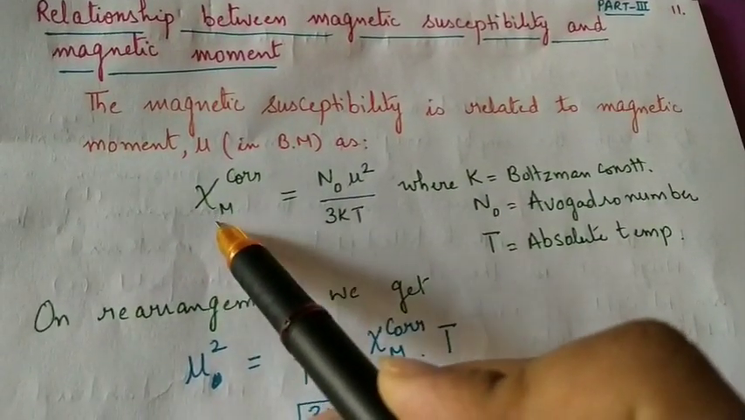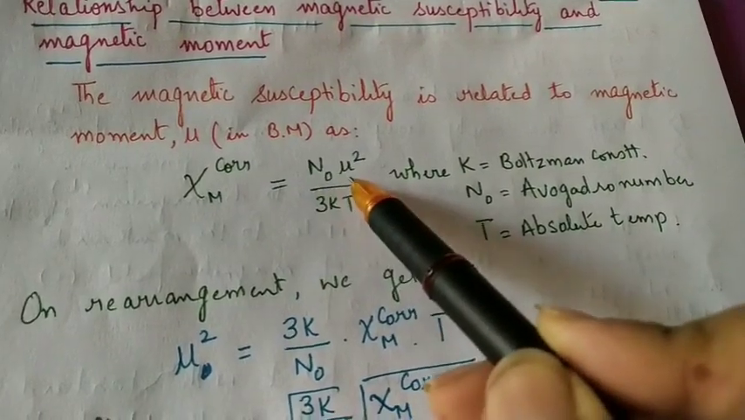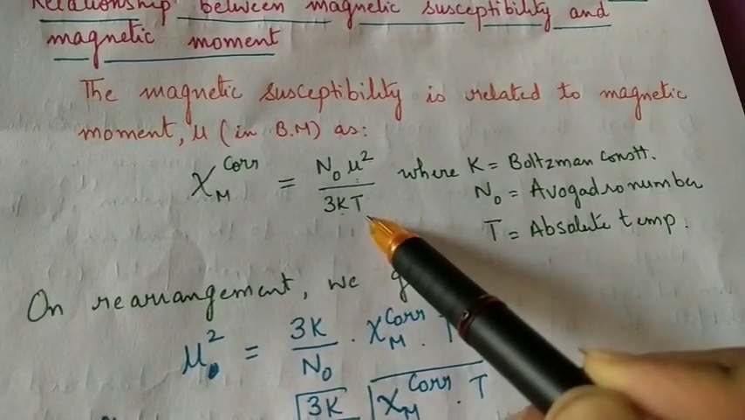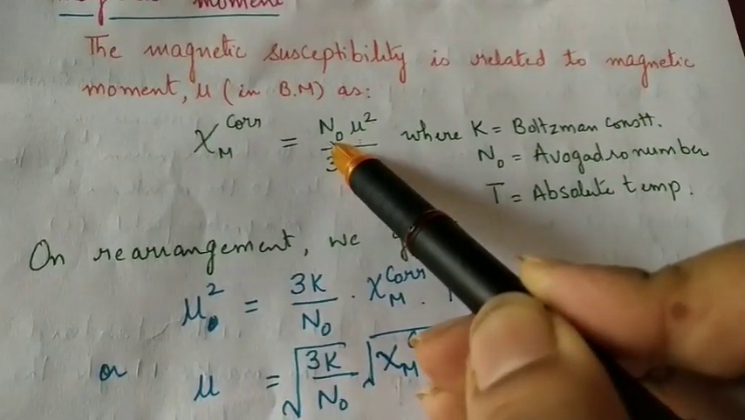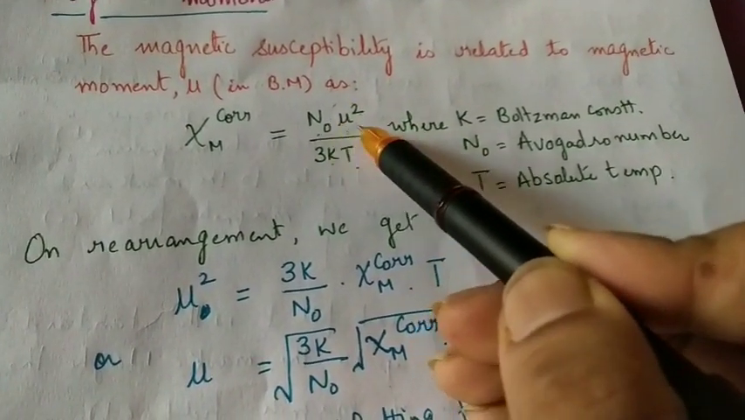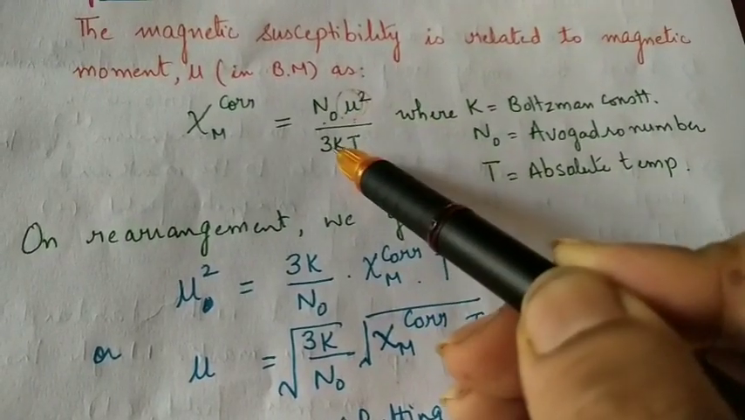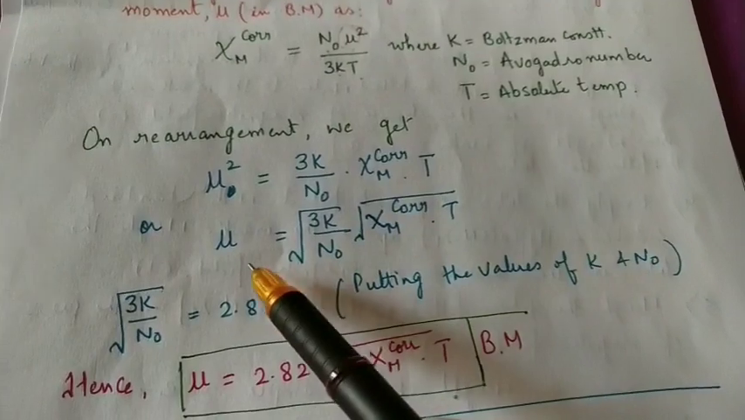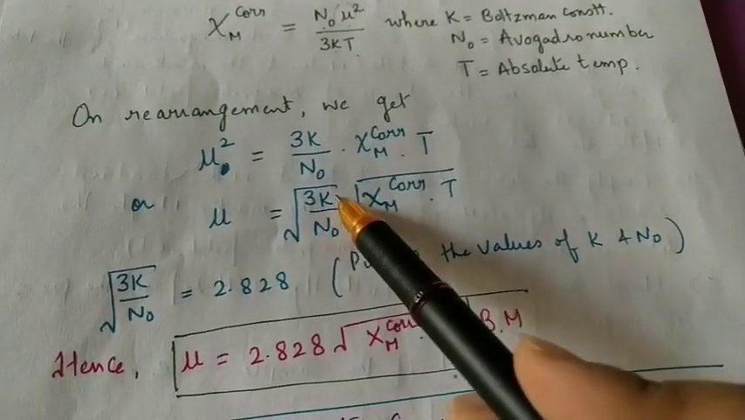Susceptibility is equal to N naught mu square upon 3KT, where mu is the magnetic moment, K is the Boltzmann constant, T is absolute temperature, and N naught is Avogadro's number. If we arrange it, then mu square will be equal to 3K upon N naught, XM correction into T, or mu is equal to under root of 3K upon N naught, XM correction into T.